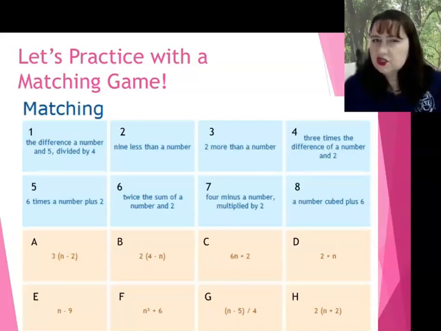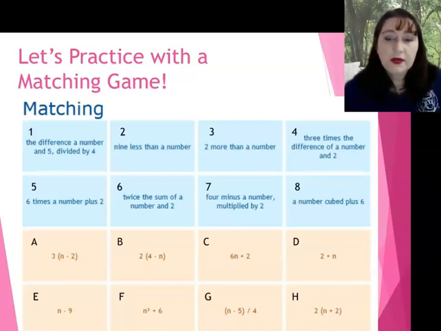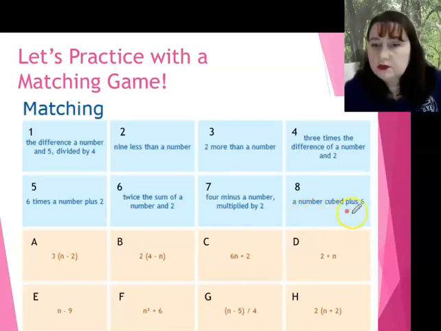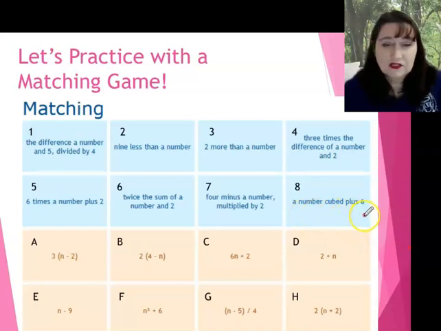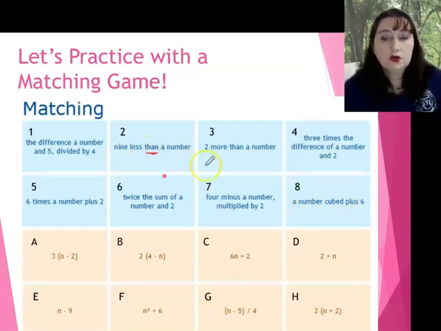Now, I would suggest doing some of the easier ones or the ones you are sure of, and that way you eliminate some and you have less to choose from. This will help you pick them out. I would hope you would know a number cubed plus 6, or 9 less than a number. Remember, that's a turnaround. Or 2 more than a number. So hopefully you can get those.